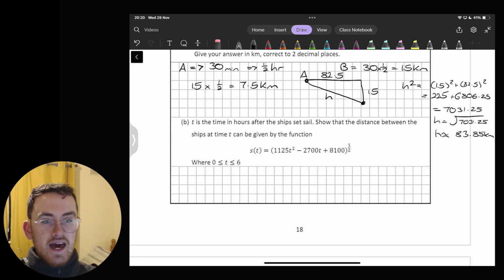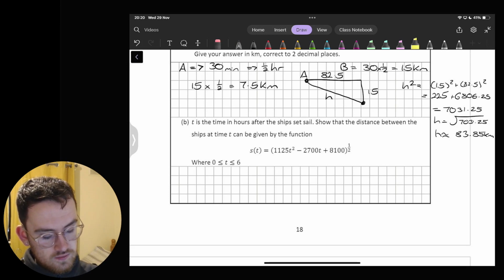t is the time in hours after the ship set sail. Show that the distance between the ships at time t can be given by this function, where t is between 0 and 6. Okay, so a lot to break down here. t is the time in hours after the ships have set sail. We're looking for the distance.